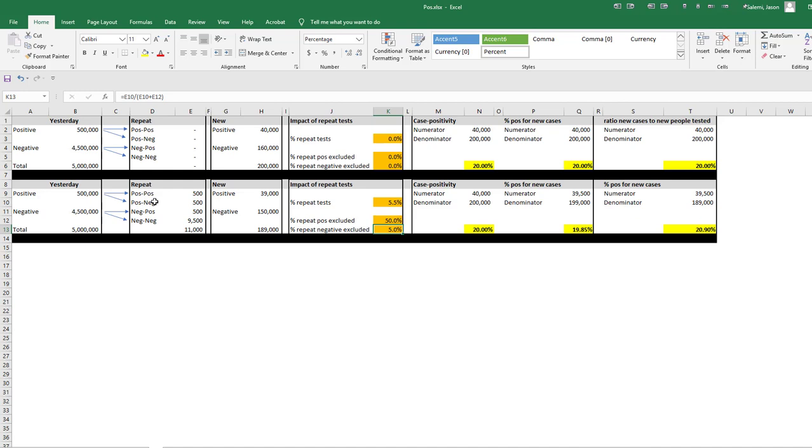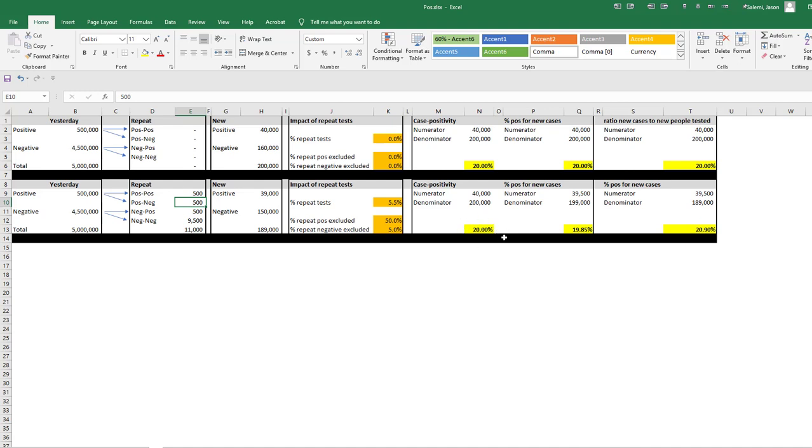And so again, here are my negative tests among repeats, those two right here, 500 and 9,500. And the only ones that I would end up excluding are those that had tested positive on a previous day. So a very small proportion of the repeat negative tests that I would be excluding.